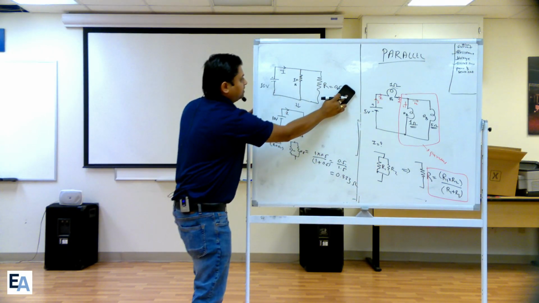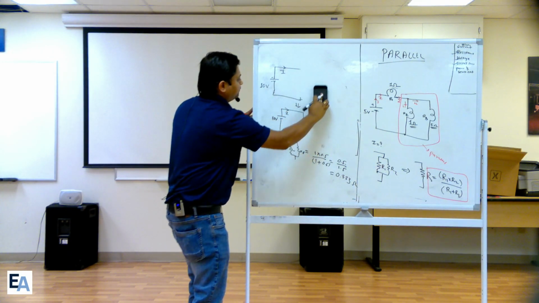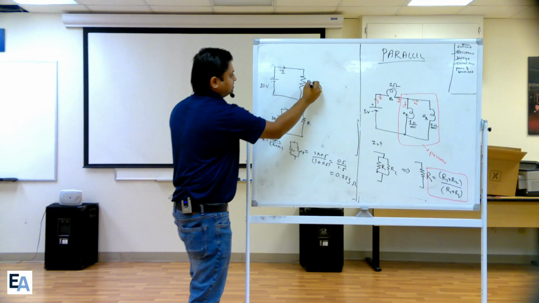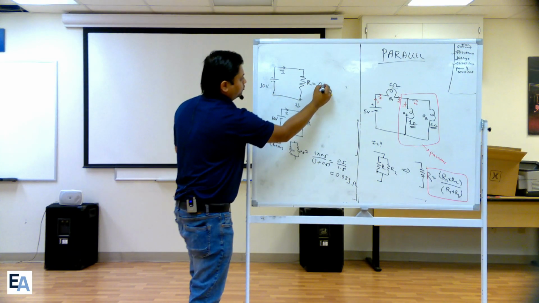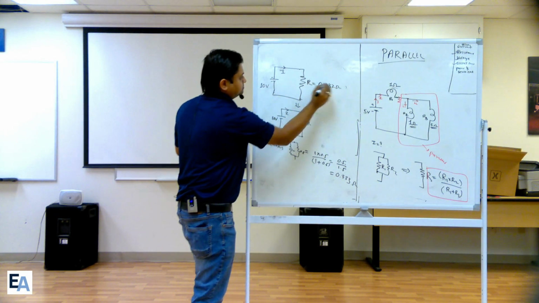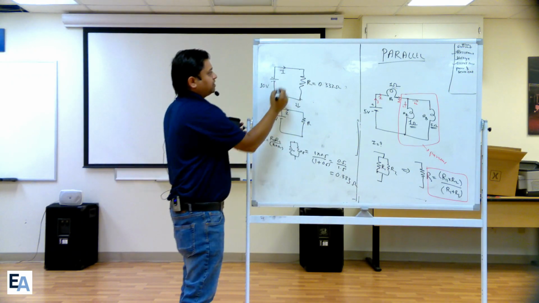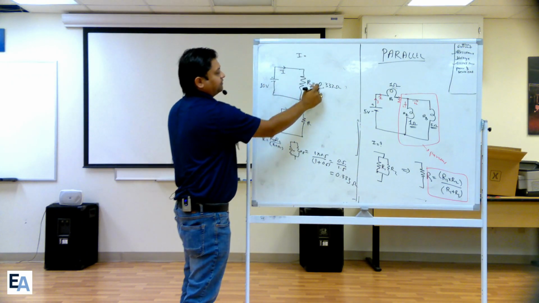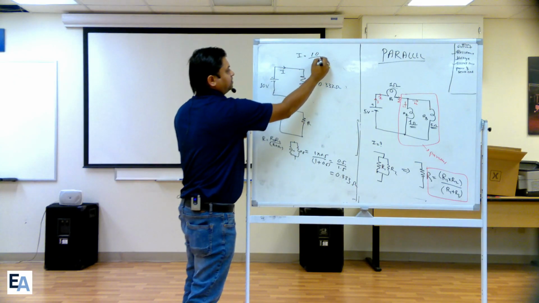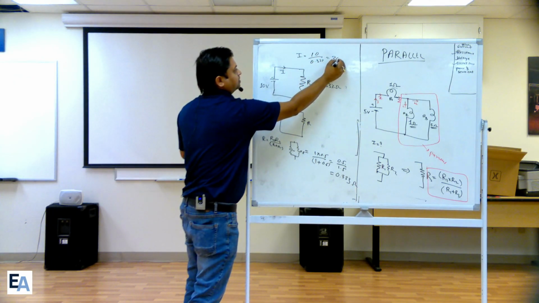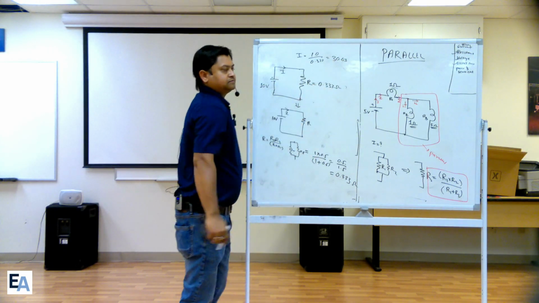It means I can take all the circuit off from here and have a single resistance with a value of 0.333 ohms. Correct? Now what is your current? Your current is equal to voltage divided by resistance, which is 10 divided by 0.333, which is 30.03 amps.